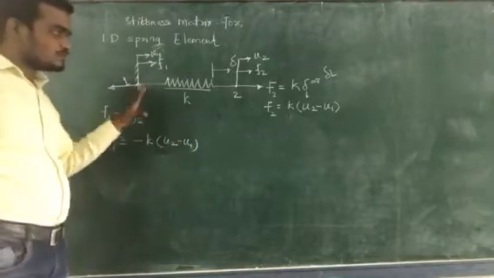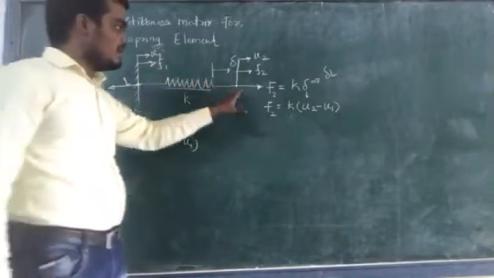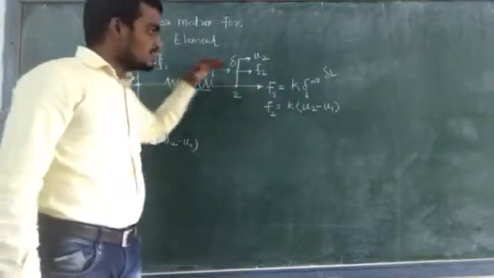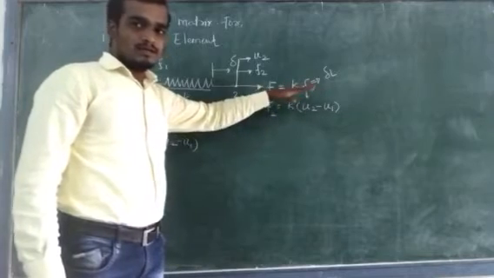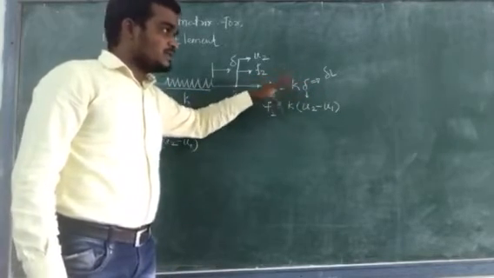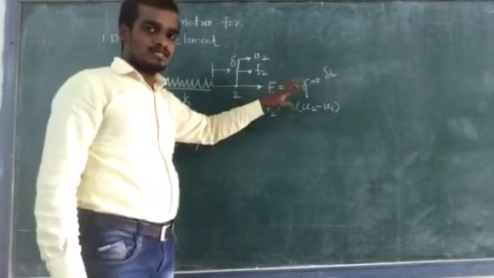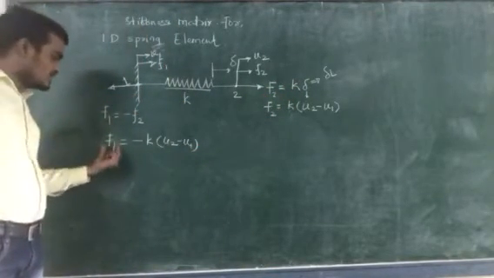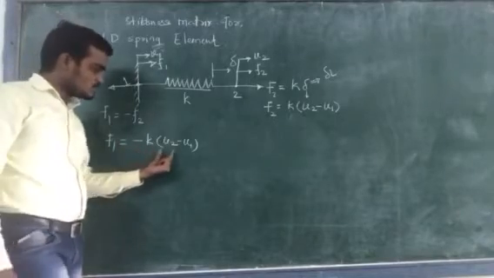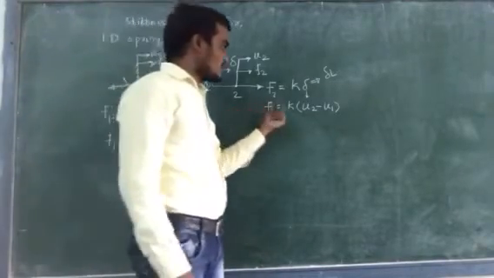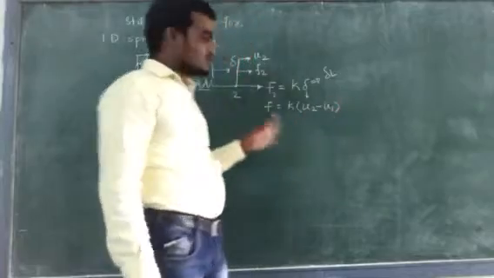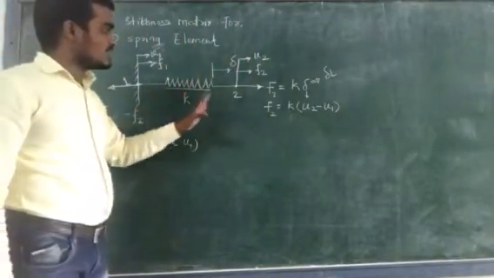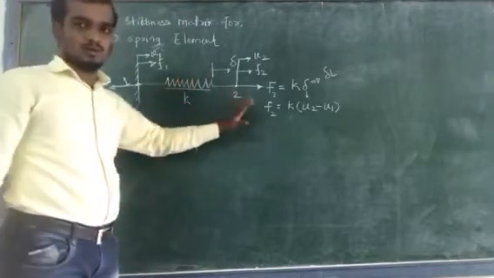So the basic thing is that if the force F equal to K times delta is acting in tensile direction, then the same amount of force must act at node 1 in the opposite direction. So F1 is equal to minus K times U2 minus U1 and F2 is equal to K times U2 minus U1. In this way we will identify the forces acting at node 1 and node 2.